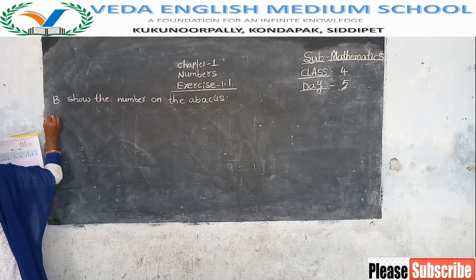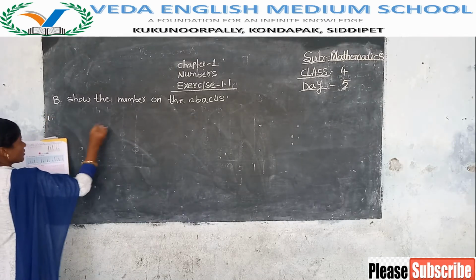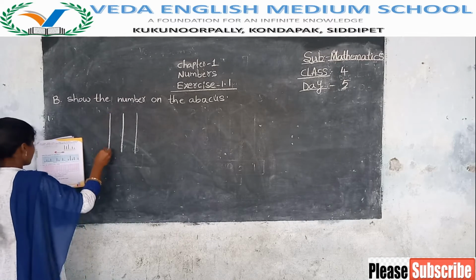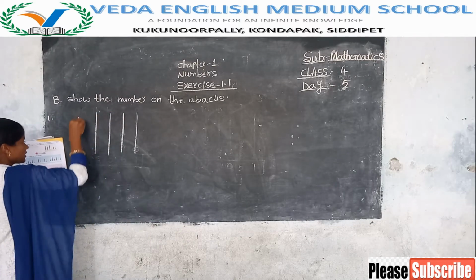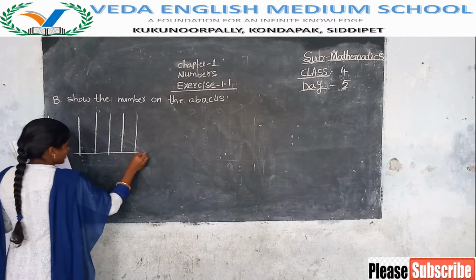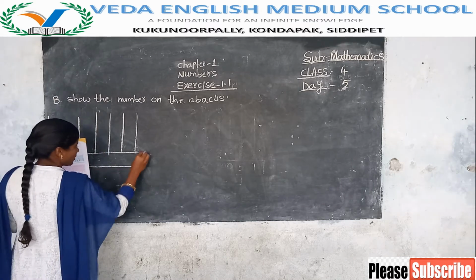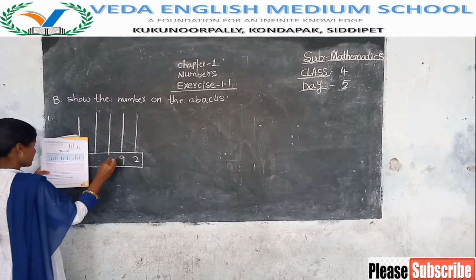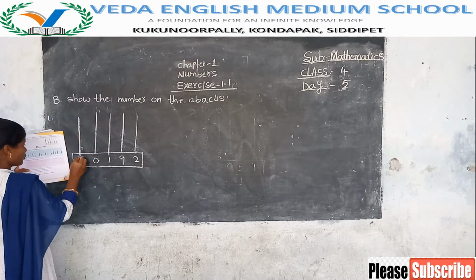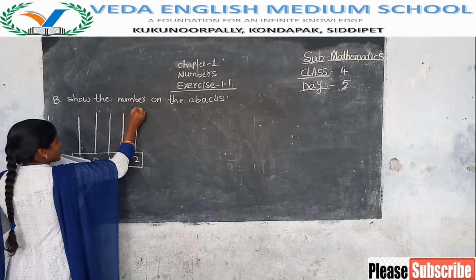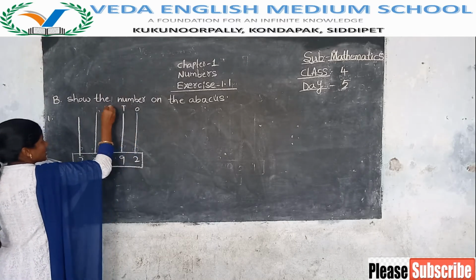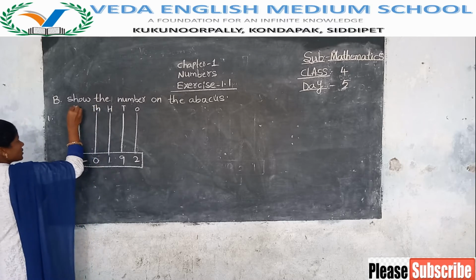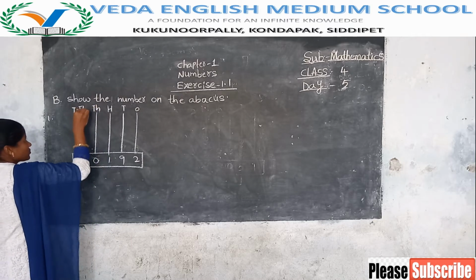Now first one, repeat. First one, place values: ones place, tens place, hundreds place, thousands place, 10,000s place. Same as the first one, you have to draw. And what have they given? Here they have given 2, 9, 1, 0, 2. Then it is ones place, tens place, hundreds place, thousands place, 10,000s place.